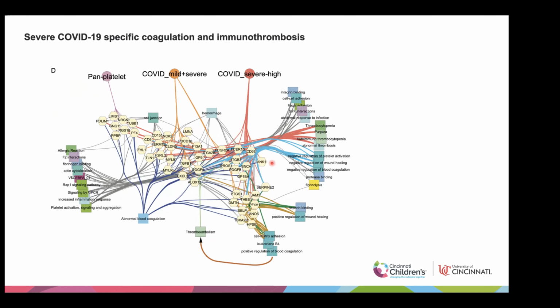This is the network where we associate different panels of genes, including pan-platelet genes, the genes specific in both mild and severe COVID-19 patients, as well as the genes that are only specific in severe COVID-19 patients. We highlighted the association of those genes with coagulation and thrombosis-related pathways and show them in the surrounding boxes. And we assume that those genes that we highlighted using thick lines could potentially be attributed to the very severe symptom of coagulation in the severe patients.